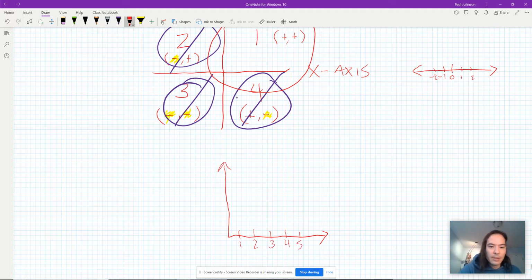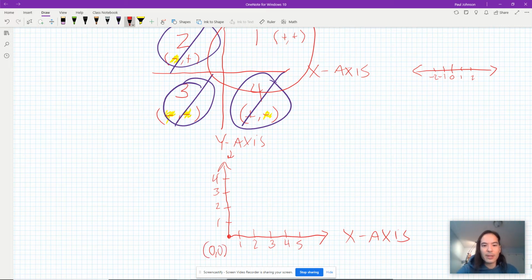Basically, when we go to the right, our number gets bigger on our x-axis, and when we go up, our number gets bigger on our y-axis. Now, if this is 1 and this is 1, that means that this area right here is 0, 0.